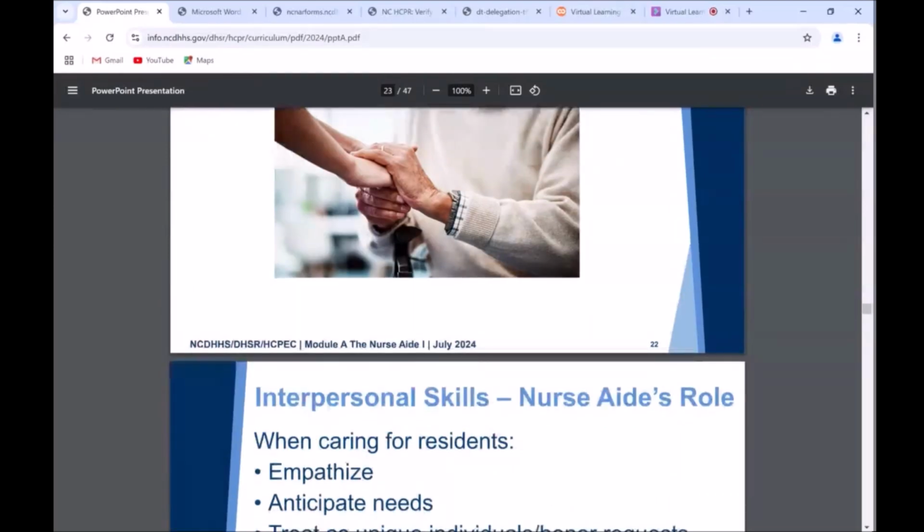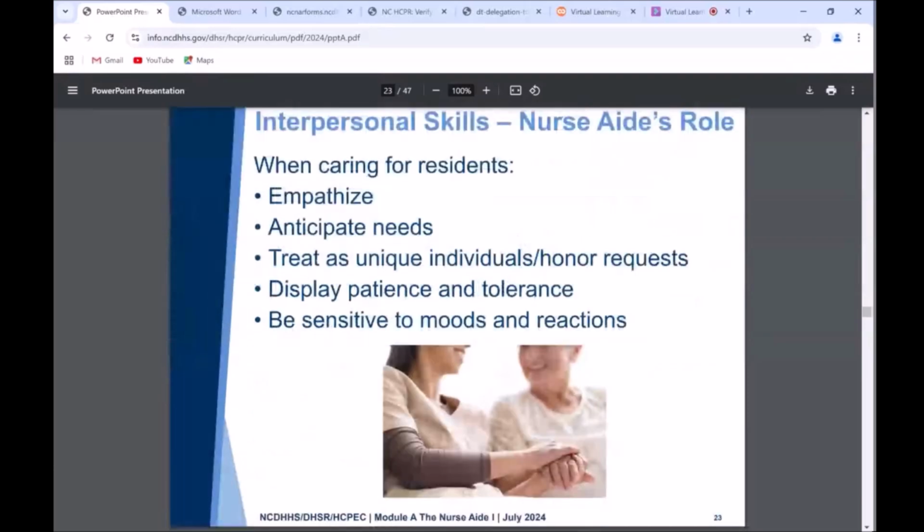All right. When you care for your resident, you should empathize, and that means to view things or events as the resident views them, anticipate their needs, treat them as a unique individual, honor their requests when possible. We are human. It is not one size fits all. Everyone has different needs and requests. Display patience and tolerance when trying to understand their behavior, and be sensitive to residents' moods. Also be mindful of your own reaction to their mood.